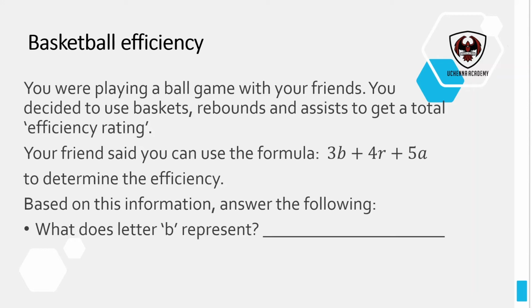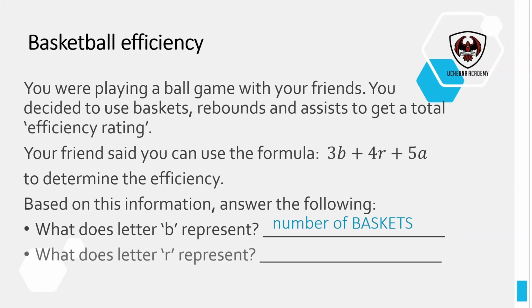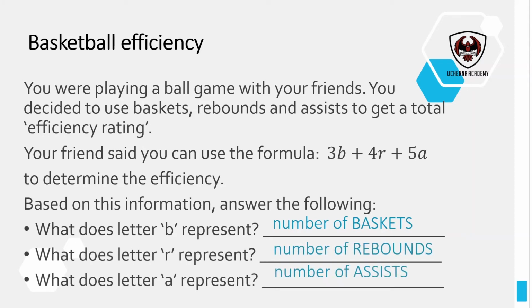And it's, again, totally dependent on the question. And if you read the question, B stands for the number of baskets. R represents number of rebounds, and A represents number of assists.